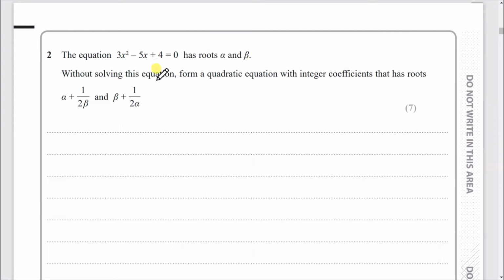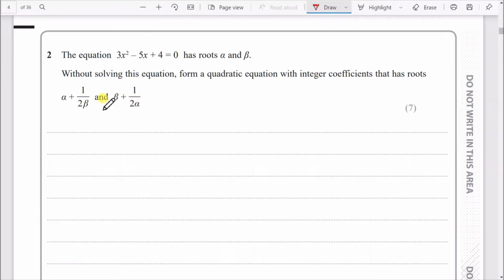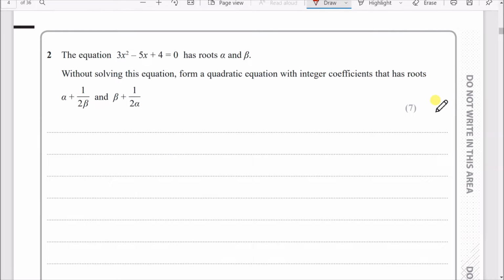Now, without solving this equation, form a quadratic equation with integer coefficients. In other words, keep it all in whole numbers. Your quadratic equation has roots of these two quantities. Alright, let's take this step at a time.